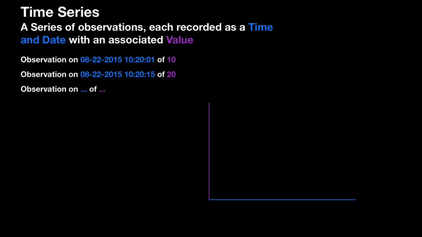We usually plot these on an axis. The x-axis is time, and the y-axis is our values. And then we plot each observation. So the first one at 10 with a value of 10, the second one 20, and then we draw a line between them.